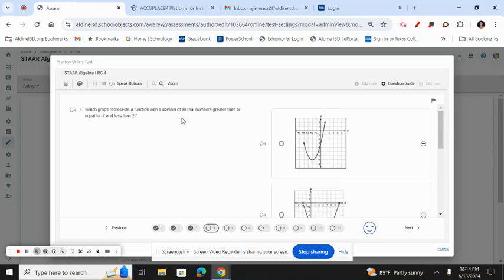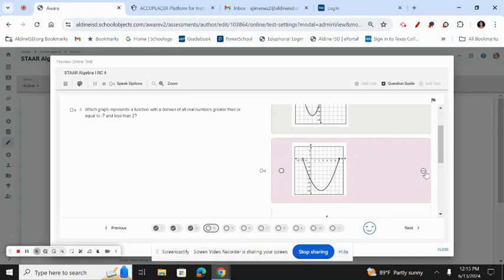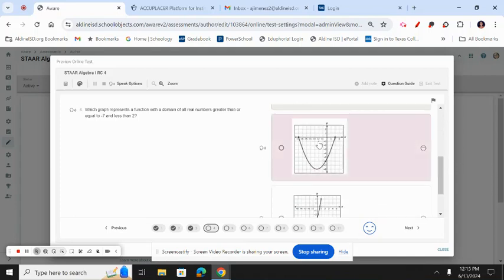Which function has a domain of all real numbers greater than or equal to -7? So that means at -7, I better have a closed circle. This one doesn't have that at -7. This one doesn't have it at -7. This one has an open circle at -7, and then a closed circle at -7 because it had equal to, and then an open circle at 2. And so that would be my answer.